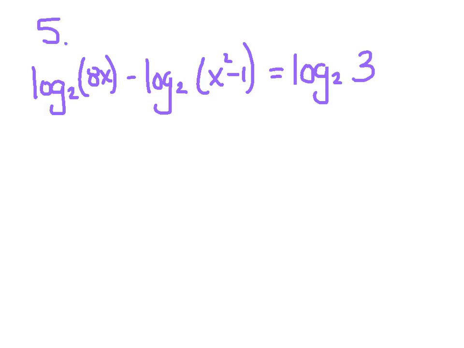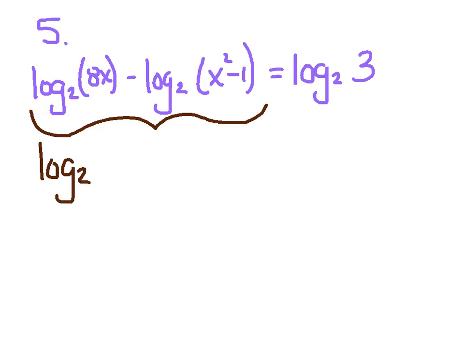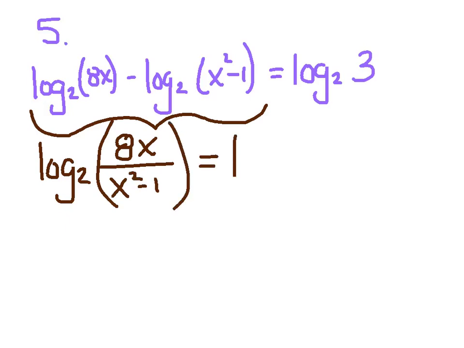All right, number 5. Log base 2 of 8x minus log base 2 of x squared minus 1 equals log base 2 of 3. All right, so running through those steps. The first side I need to condense into one log. So I'm going to say that's log base 2. Now I have to decide, what am I going to do with these two things? Well, this symbol right here should give it away. So based off my properties, when I see subtraction, I should know by now that came from division. So I'm going to rewrite this as 8x divided by x squared minus 1 equals log base 2 of 3.